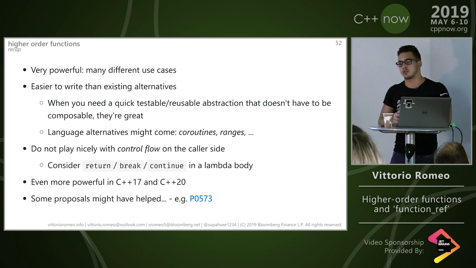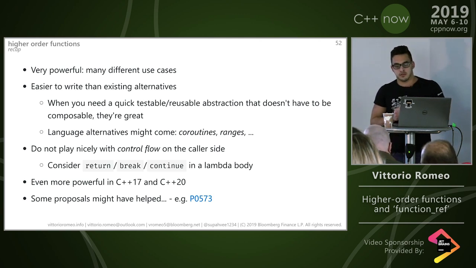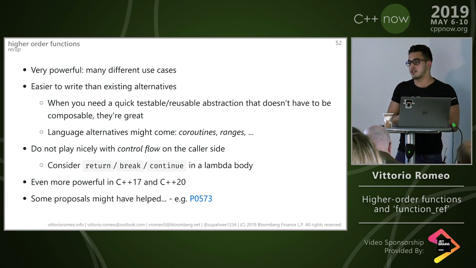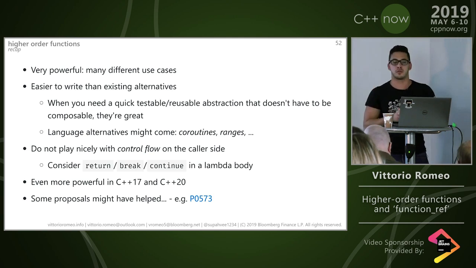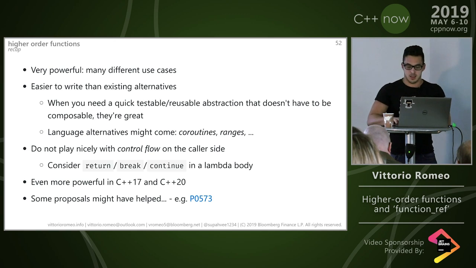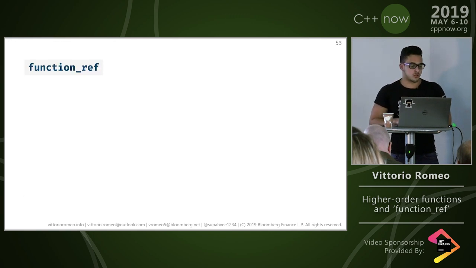In 17 and 20, lambdas are more powerful. In 17, we got constexpr lambdas, and in 20, we have template lambdas, which are lambdas with a template syntax, but in 14 we also had generic ones. And there are some proposals that might have helped make this a little bit nicer, like P0573, which is terse lambda syntax, but that didn't fly so well with the committee, so we have all the boilerplate for the higher order functions. Okay, so that was the first half of the talk.